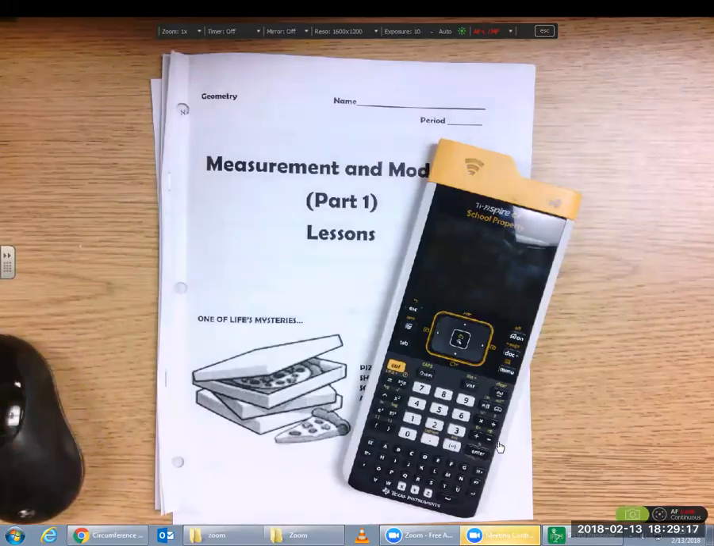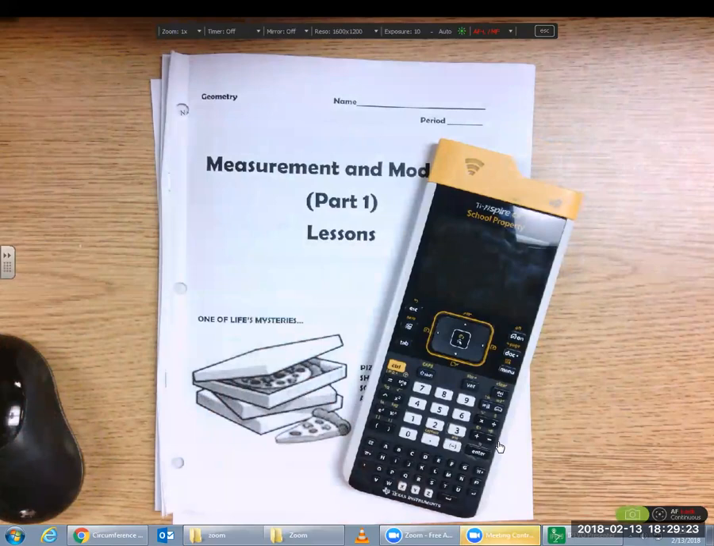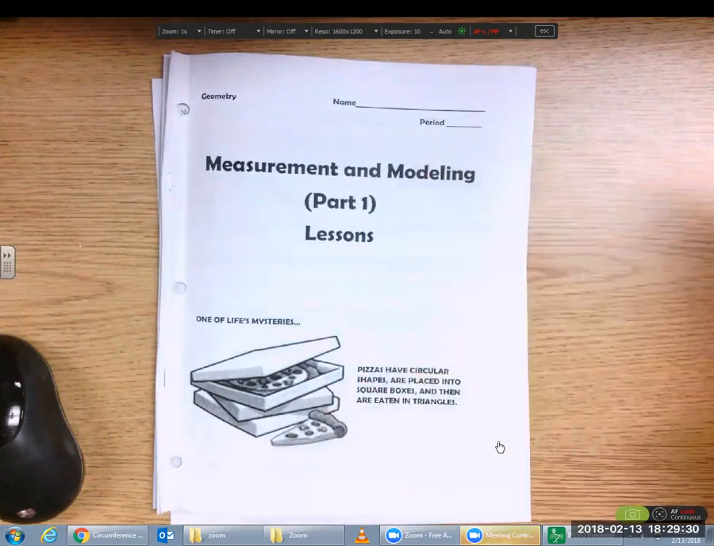Hey guys, make sure you have the stuff you need for this lesson before you get too far. You're going to need your lesson packet and you're going to need a calculator. So grab those if you don't have them, pause the video, go get those, and then otherwise let's turn to the second lesson, which is on circumference.